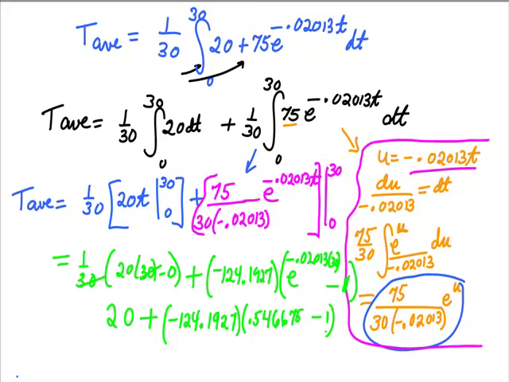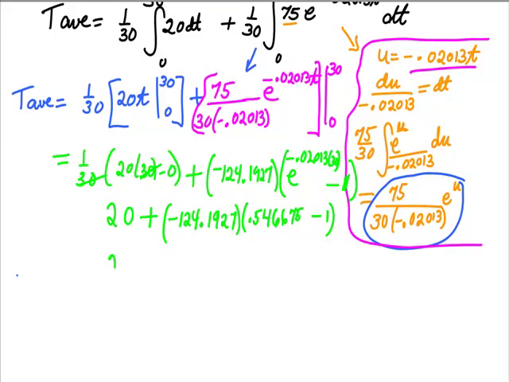And so this becomes, you guys, 20 plus, because you have the minus a minus, 56.2996, which really is 76.3. So we round to one decimal. So there's 76.3 degrees is the average temperature. So it's T average. Here it is.